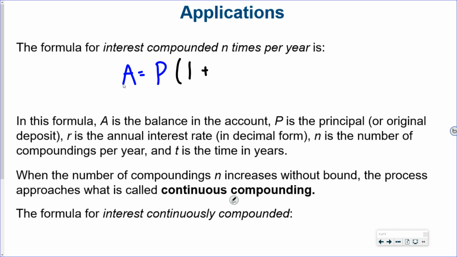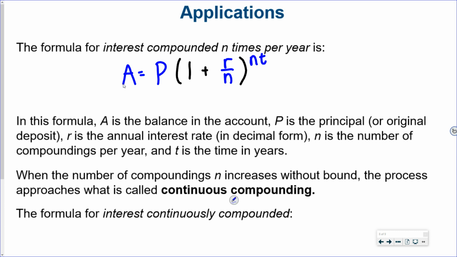So it's 1 plus r over n, and here's where it becomes exponential, to the power of n times t. You don't really have to derive this equation. You just have to memorize it or know where it is. But I'll explain why this works.